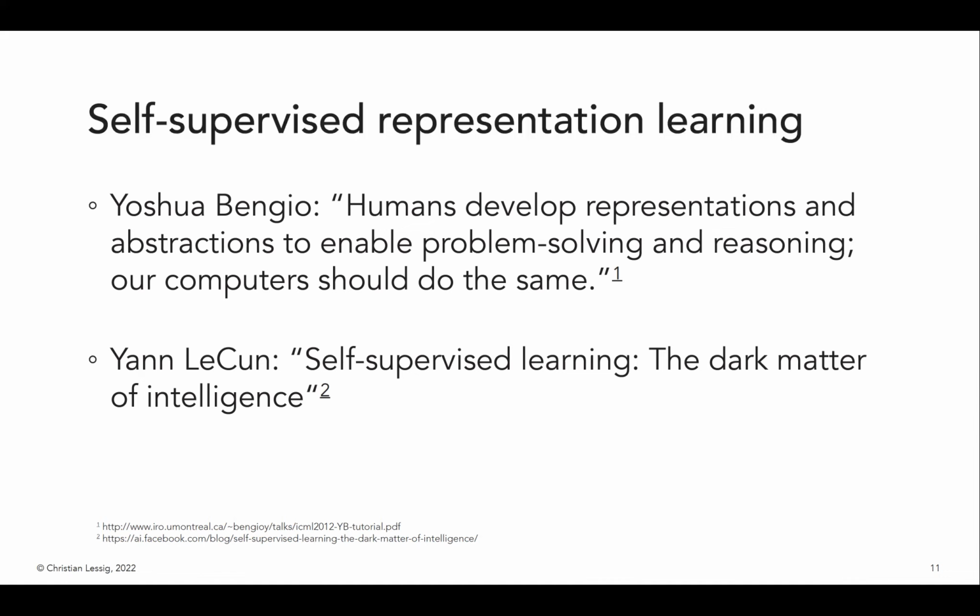And the second quote, from Yann LeCun, is about self-supervised learning. It's the title of a blog entry from this year. He said self-supervised learning is the dark matter of intelligence. Dark matter is kind of what underlies everything; 80% of the universe is supposed to consist of dark matter. And so he makes the claim that self-supervised learning is really a basic infrastructure that is very important to keep everything else working.